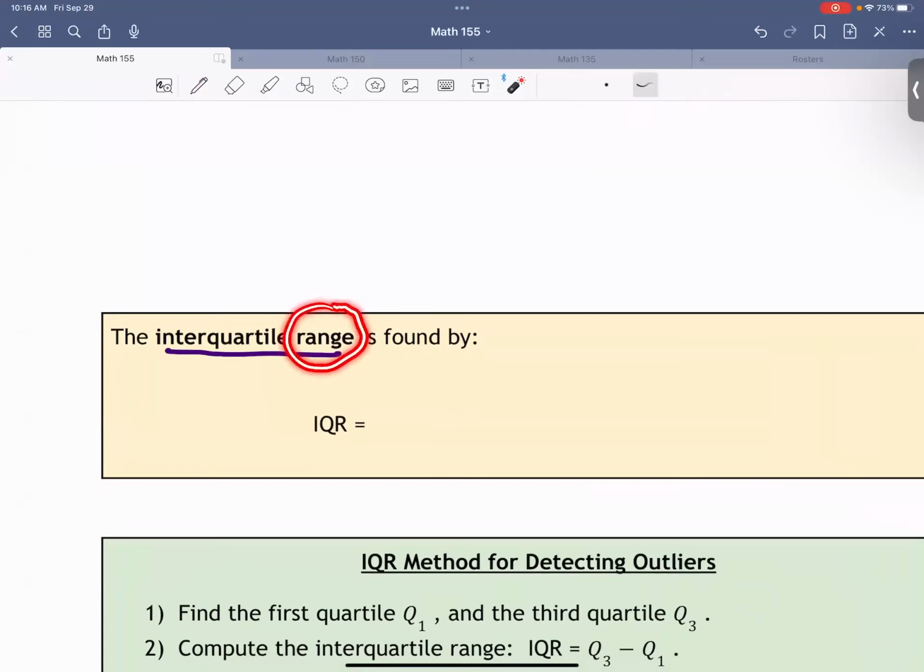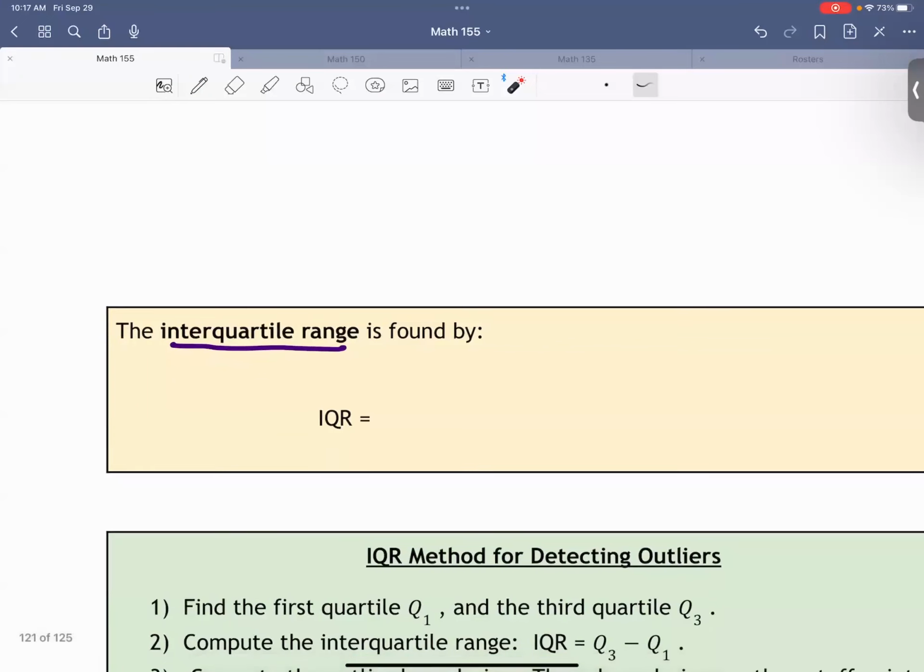The word range, does anyone remember how to find the range? Michaela, Mackenzie. You take the max number and subtract the low number. Perfect, right? So it's the largest minus the smallest number. So if I'm finding the interquartile range, I'm taking the largest quartile and subtracting the smallest quartile. So literally, you don't have to memorize this formula I'm about to give you. It's literally in the name, interquartile range: taking the largest quartile and subtracting the smallest quartile.